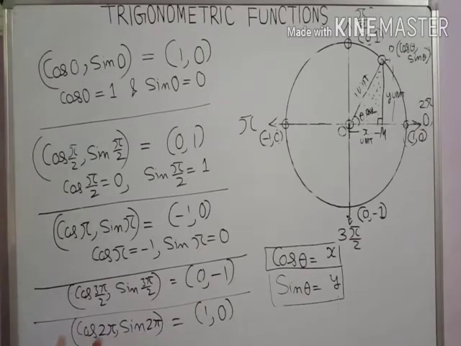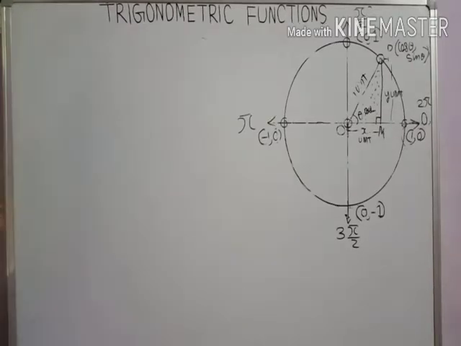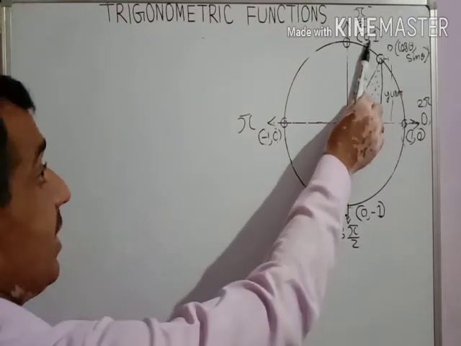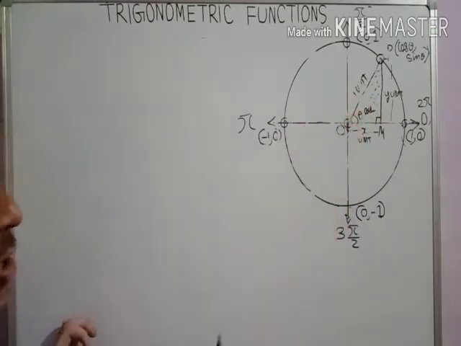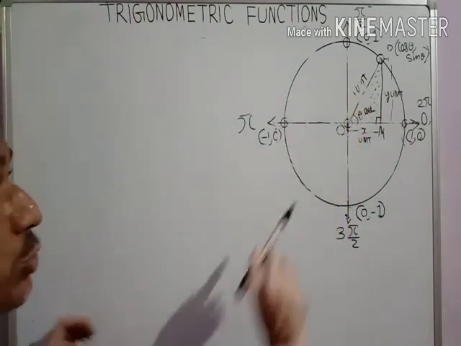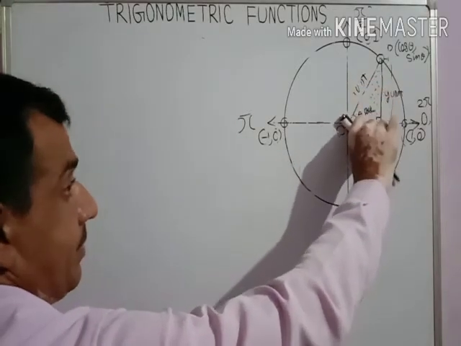What result did you get here? Cos 2 pi is equal to 1 and sin 2 pi is equal to 0. Have you noticed one thing? When you were using positive thetas, this line was moving anti-clockwise. Now we have to discuss this concept with negative thetas. Then definitely the line has to move clockwise.